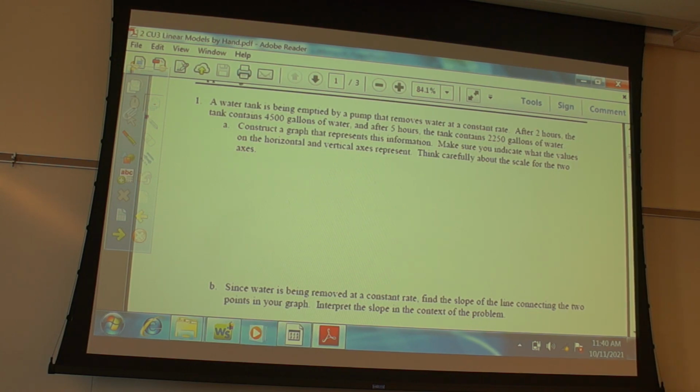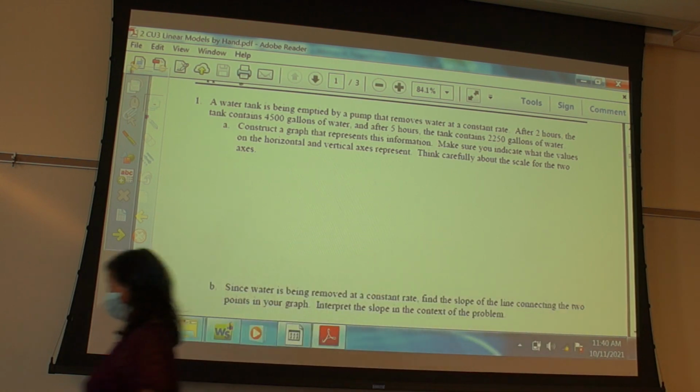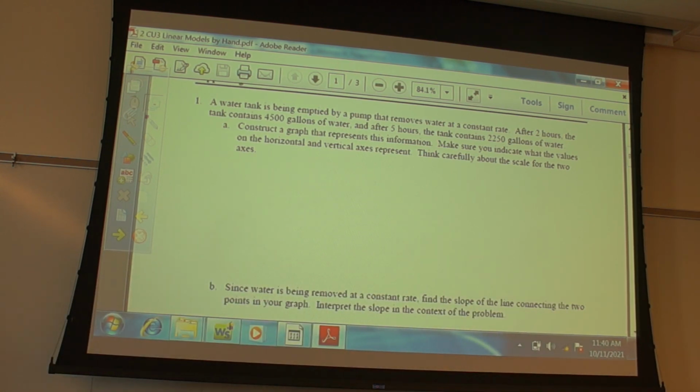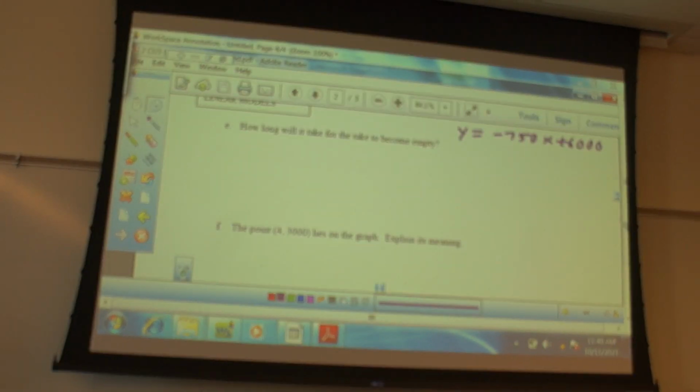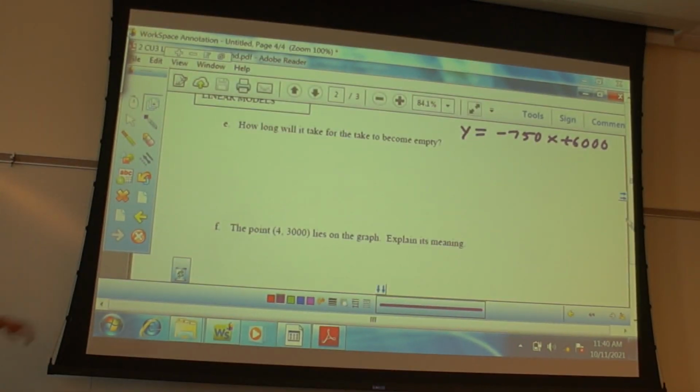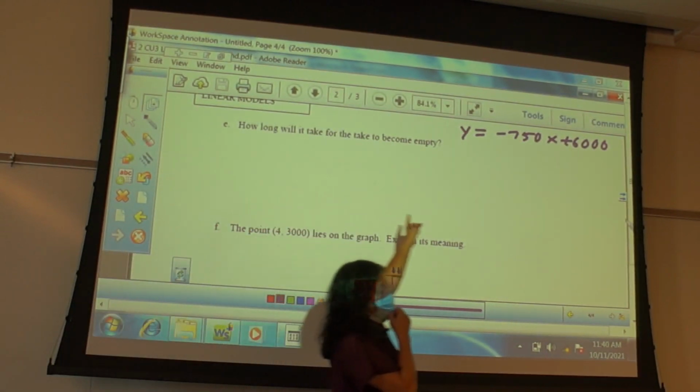The y is gallons of water. Is everyone on board? Okay. Now, we want to know how many hours, how long will it take the tank to become empty.